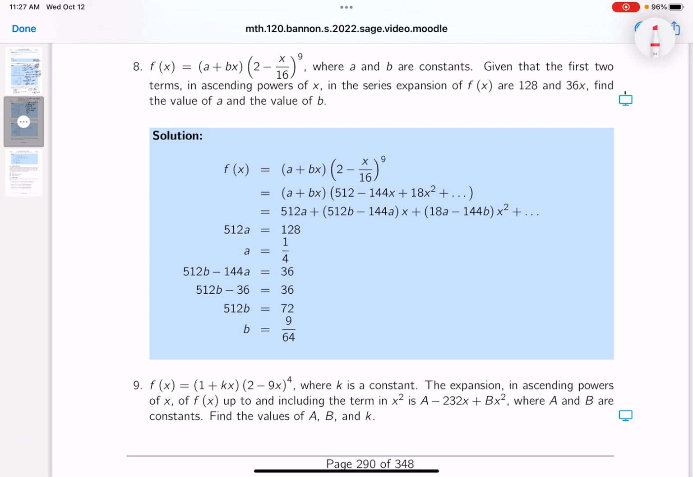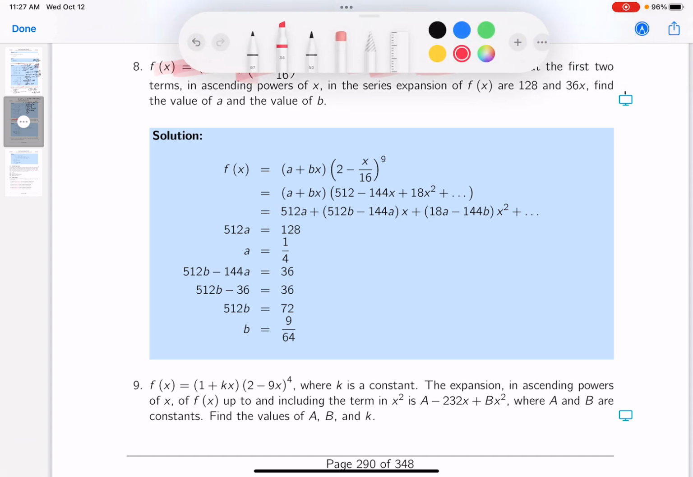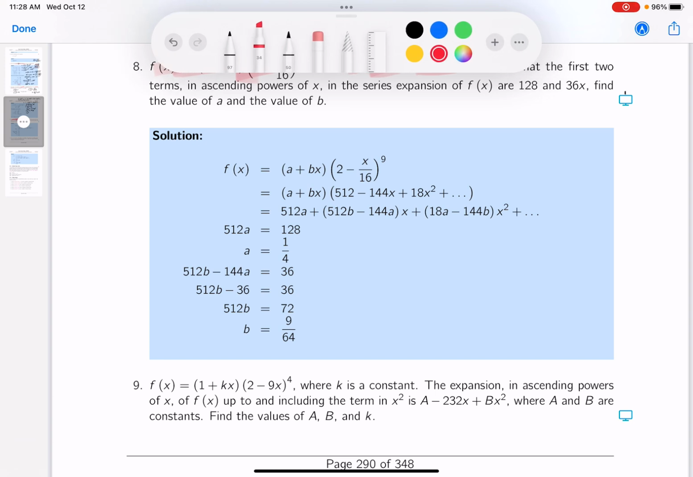Okay, so we're given a function here. This is the function, and they say a and b are constants. It says given the first two terms in the ascending powers of x in the series of the expansion of this thing are 128 and 36x, find the values of a and b. Okay, so what I want to do is go through it, but it's a ninth degree binomial, so it looks like it might be a tough expansion, but let's write this down, okay?